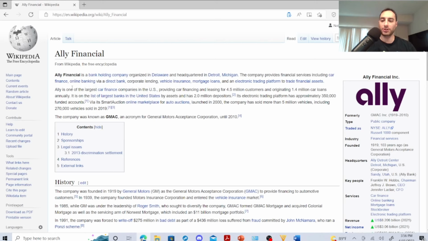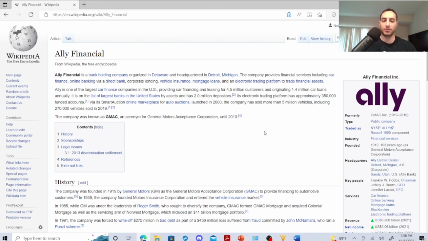They're one of the largest car finance companies in the U.S., providing car financing and leasing to 4.5 million customers and originating 1.4 million car loans annually. It is one of the largest banks in the United States by assets and has 2.0 million depositors.